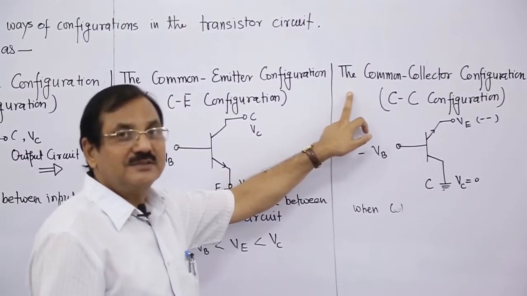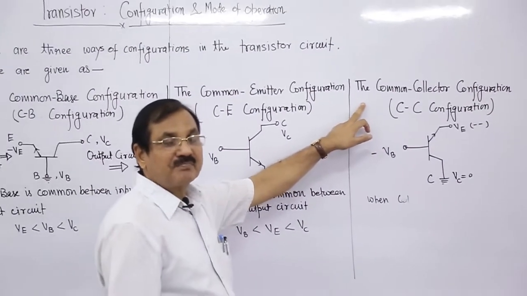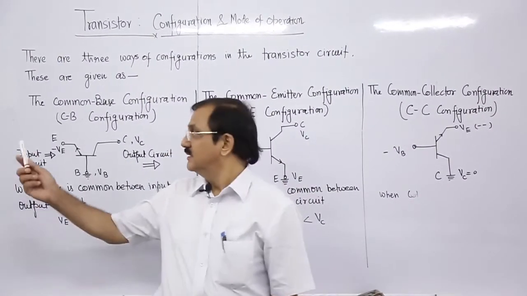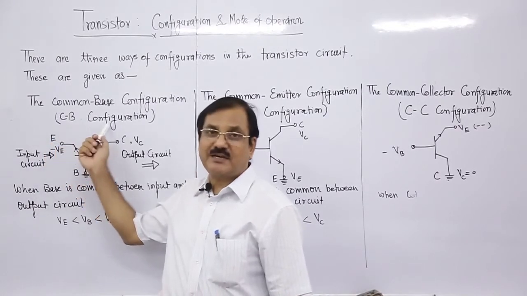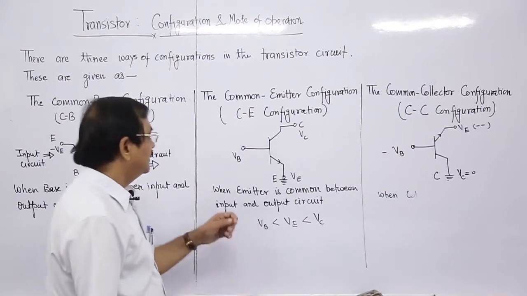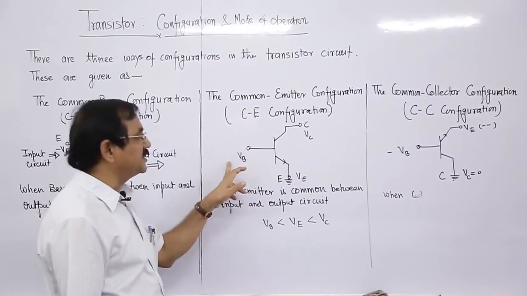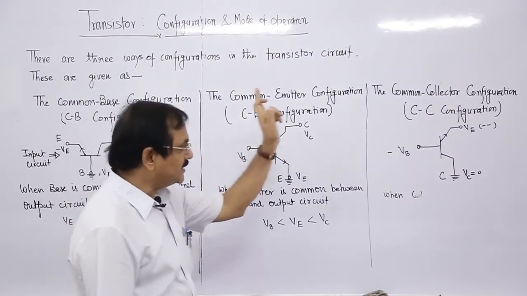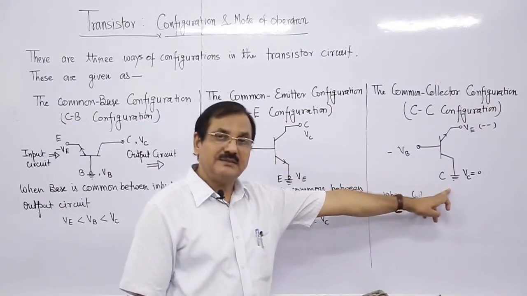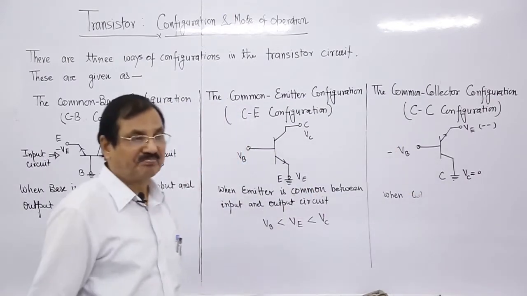These configurations are termed as follows. This is the CB configuration, common base, when the base is common. When the emitter is common, it is termed as common emitter configuration. When the collector is common, it is termed as common collector configuration.